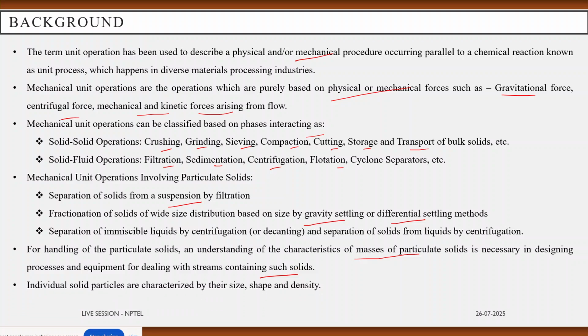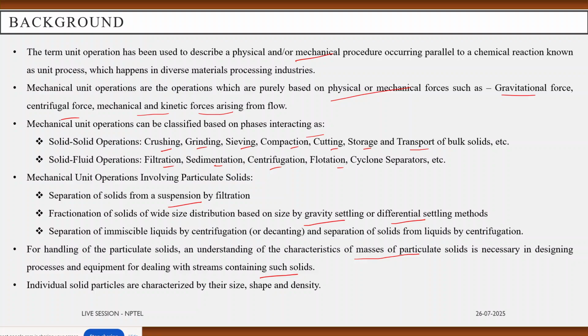From a chemical engineer's point of view, we sometimes need to design some equipment, or in a mineral processing unit or any kind of chemical processing plant, we need to do all the mass balances. For that, we need to analyze or characterize the masses of the particulate solid that we are handling and their characteristics.